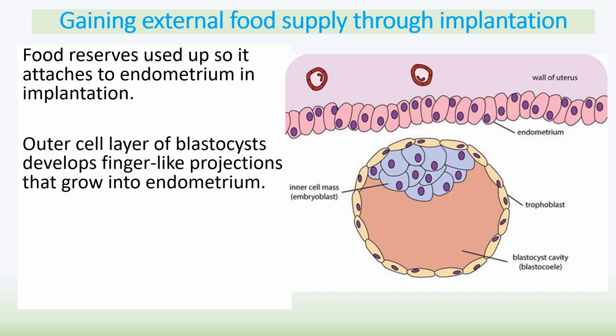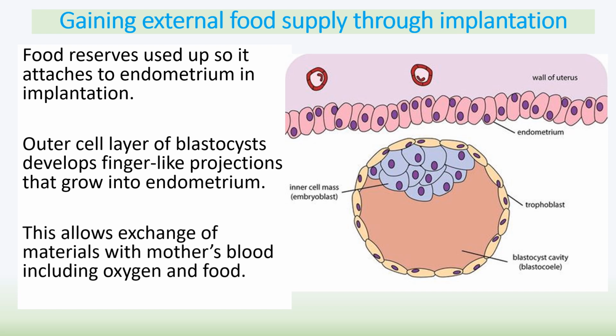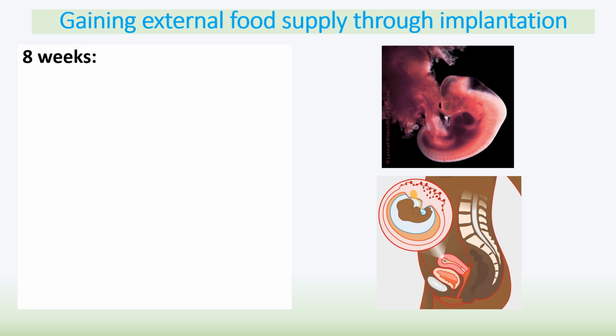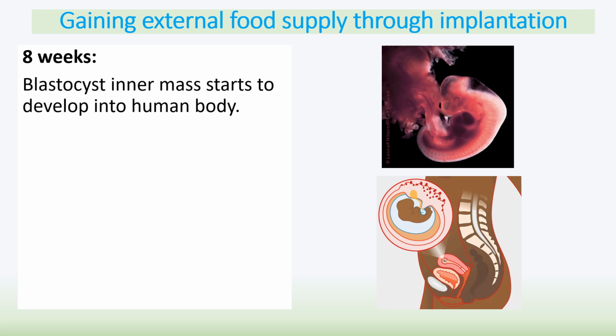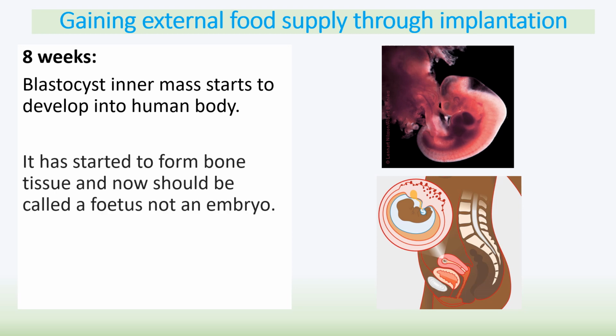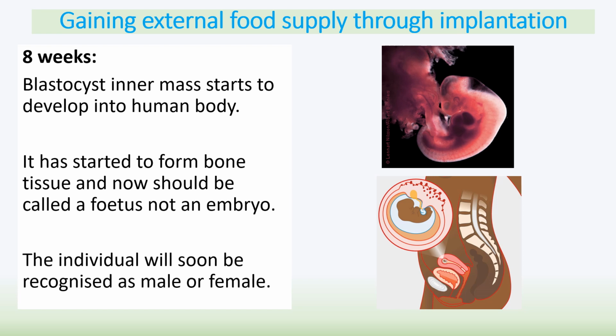So the outer layer of the blastocyst, which we call the trophoblast, develops finger-like projections that grow into the endometrium. And then this allows exchanges with materials of the mother, including oxygen and food, to allow the growth of the blastocyst. So if we continue, we get to 8 weeks old, and by 8 weeks old, the blastocyst inner mass starts to develop into the human body, and it has started to form bone and tissue, and now should be called a fetus, no longer an embryo. The individual will soon be recognized as male or female.